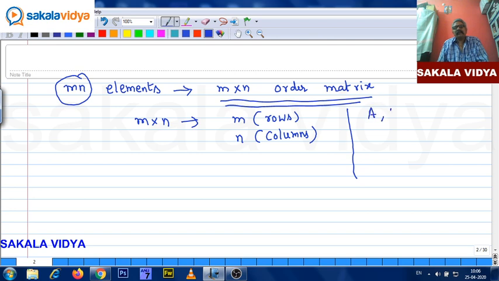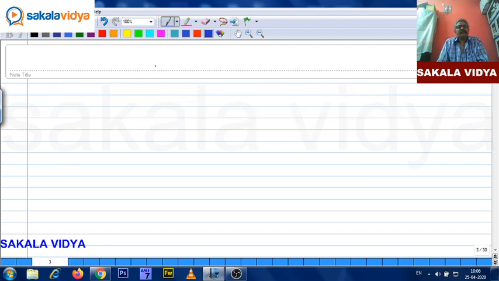I already wrote capital A, capital B, capital C and so on. The elements are generally small letters: small a, small b, small c and so on. Now we shall have the general form of the matrix.